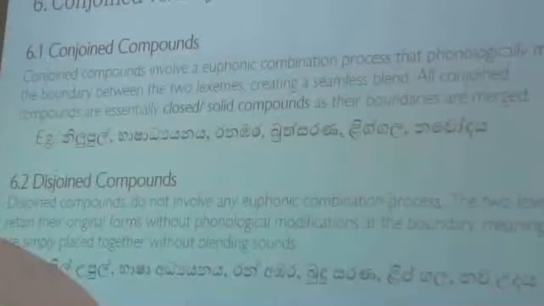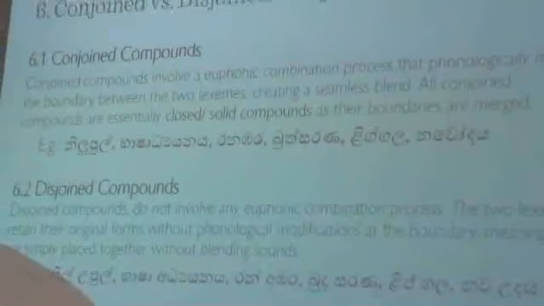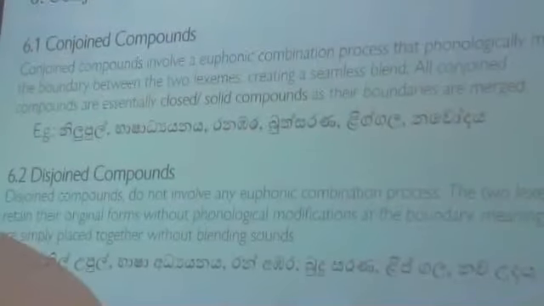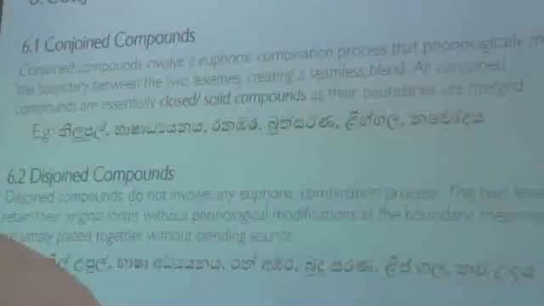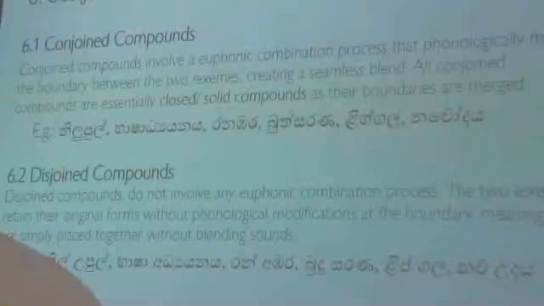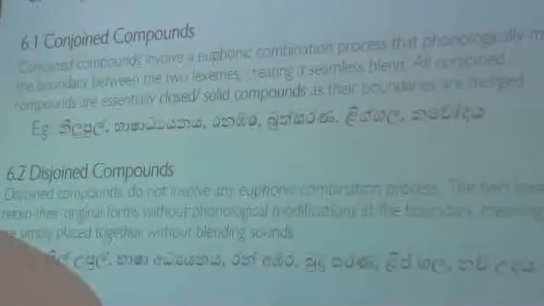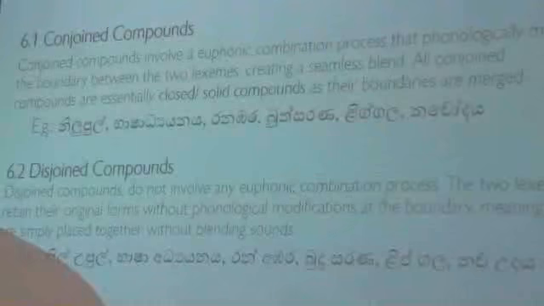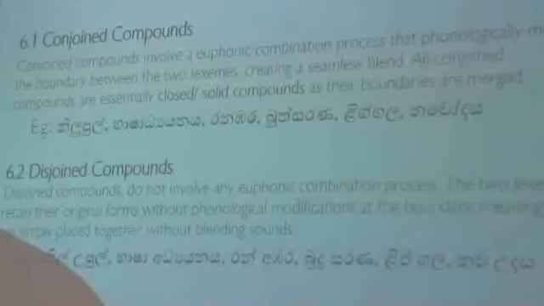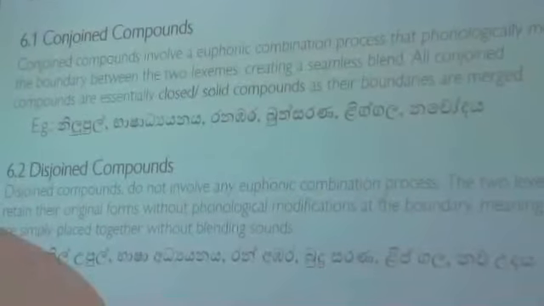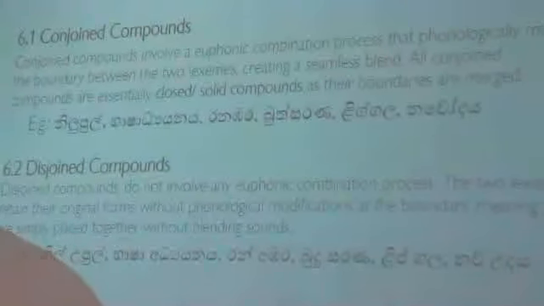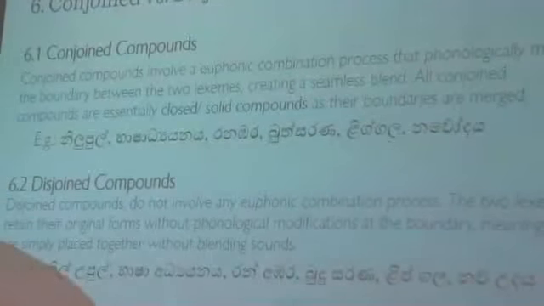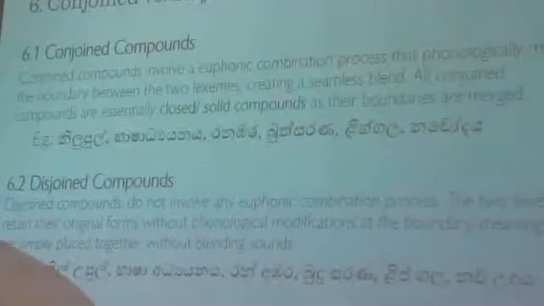Then again, we have conjoined and disjoint compounds. Conjoined compounds are the ones that involve a euphonic combination process in the boundary between the two lexemes. For example, if you take a compound like nilupul, which means blue lotus, nil and upul can be written separately without conjoining. Also, if you want, you can apply a euphonic combination process, which means a sandhi process, and conjoin them as we look. So in both ways certain compounds can be written. So there's a dichotomy as conjoined and disjoint compounds.